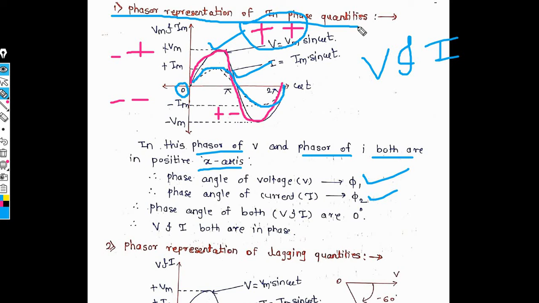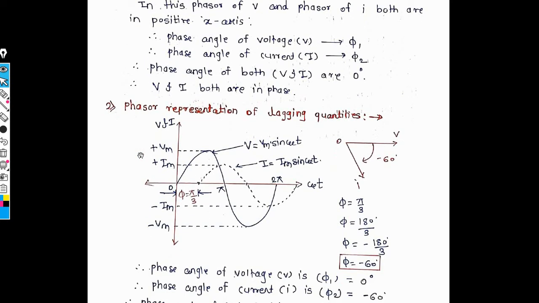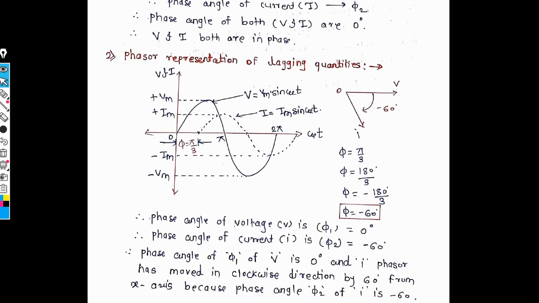Now we have to explain phasor representation of lagging quantities. The same procedure and same waveform for phase angle and phase difference are applicable, but here we need the concept of the phasor. Now the second type is the phasor representation of lagging quantities.